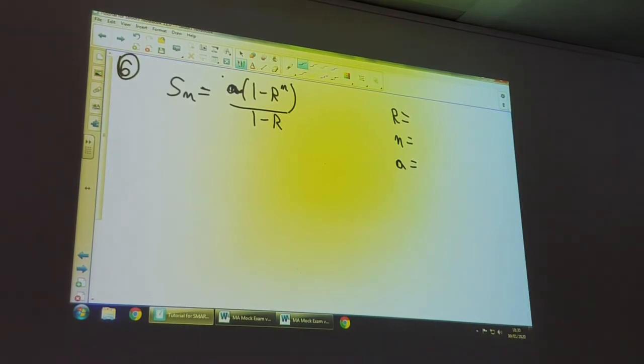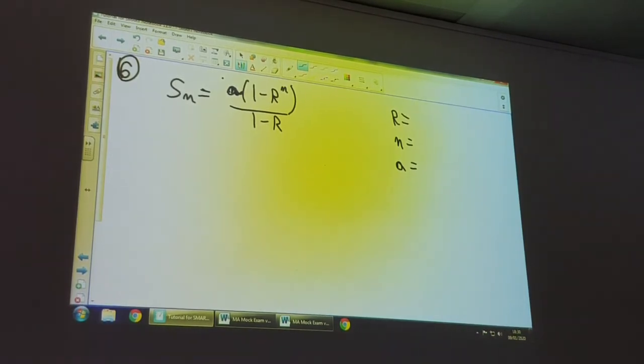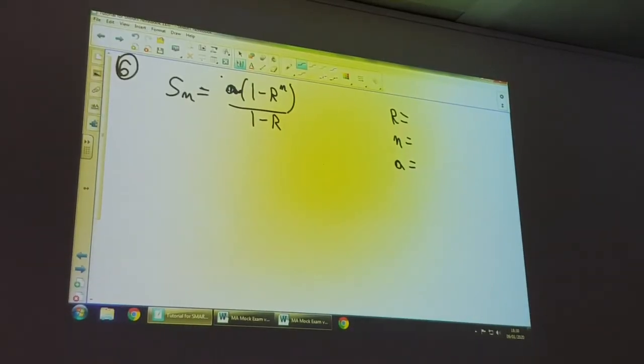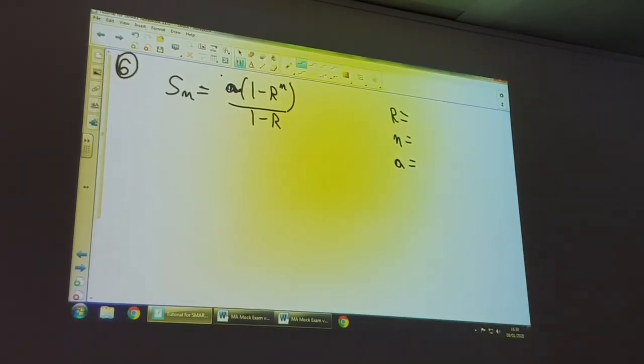Is it Sn or Sn? N for the number. Sum of numbers. That's it. Okay, that's just notation.